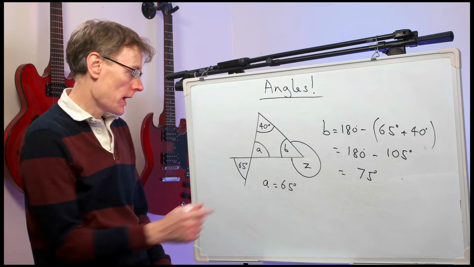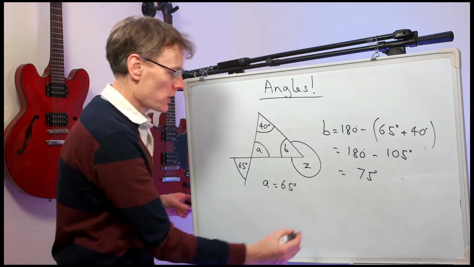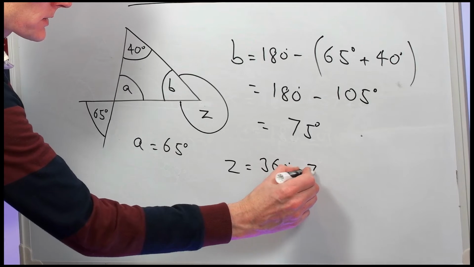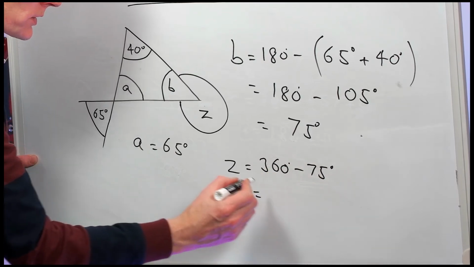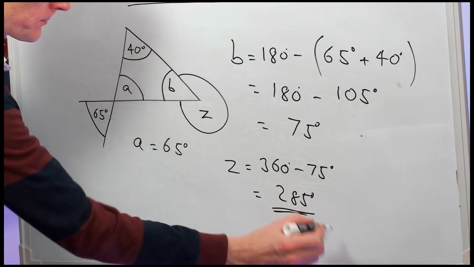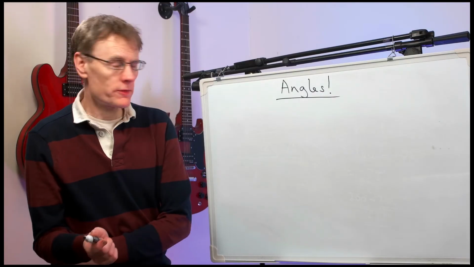So finally, we can work out angle Z using angles at a point. So Z equals 360 minus 75, which is 285 degrees. Okay, here's another couple of questions for you to try again.